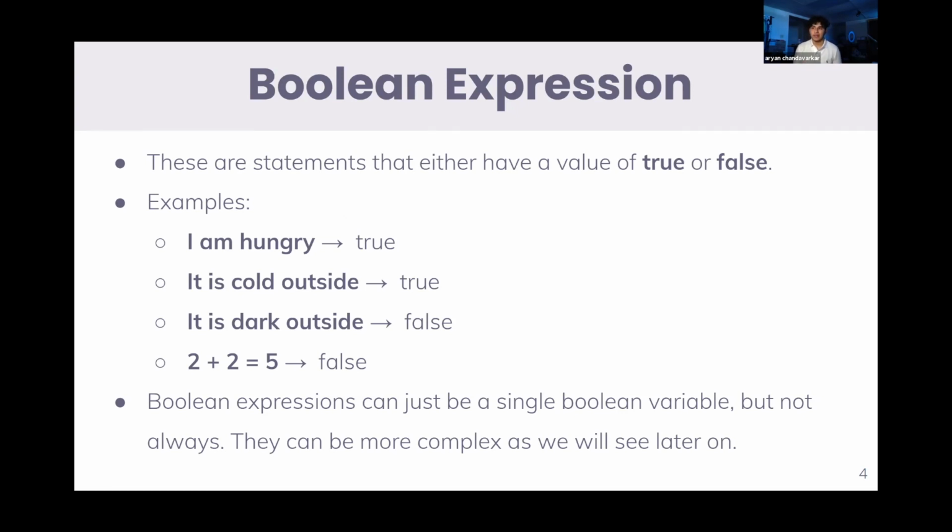Right now in America, it's pretty cold outside. So we could assign true to the variable it is cold outside. Now, 2 + 2 = 5. That's not true. That's a contradiction. So it's false. So in this case, there are only two types of values, true or false. And Boolean expressions can be a single variable, but they're not always a single variable. And we're going to talk about that later on. So does anyone have any questions about what a Boolean expression is? This is just a review from last week, if something's true or false. No? Okay.